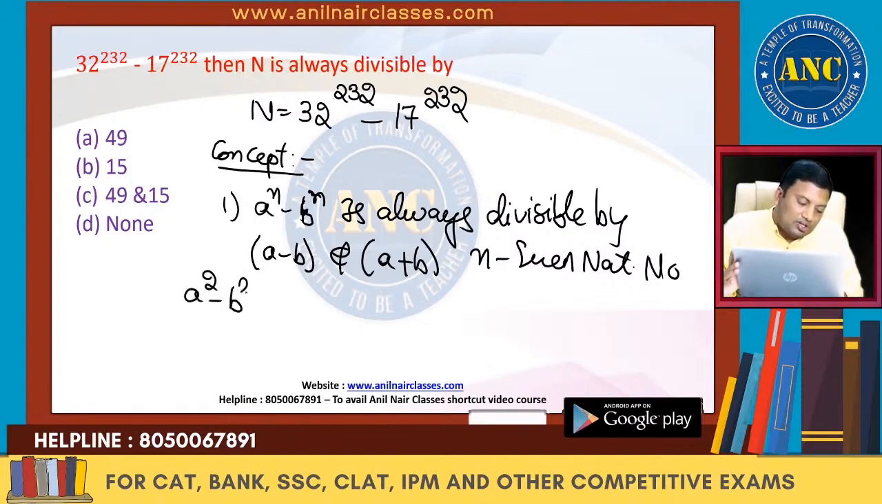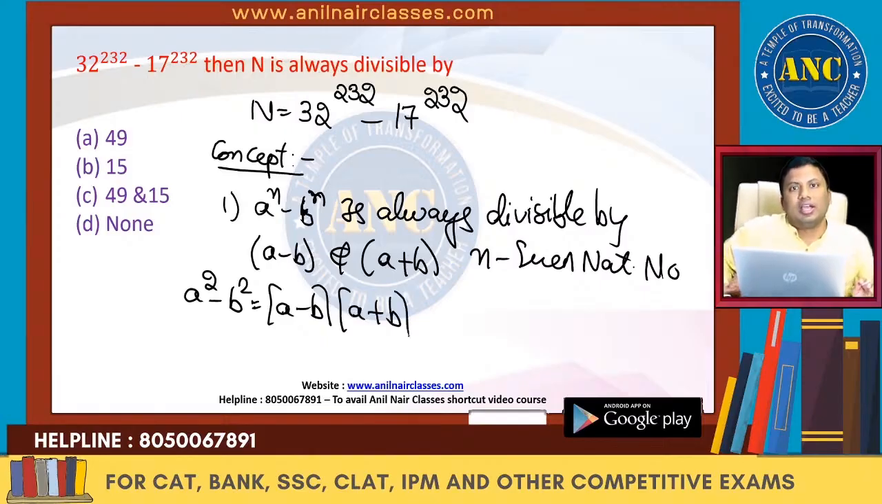A square minus b square is a minus b into a plus b. 2 is an even number. So this example will show us that a square minus b square has factors a minus b and a plus b. This question uses this concept. First we will discuss the generic concept, otherwise we will discuss the optimal concept even if you forget this one.